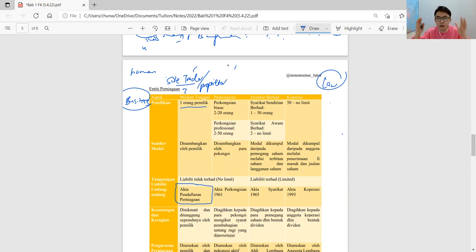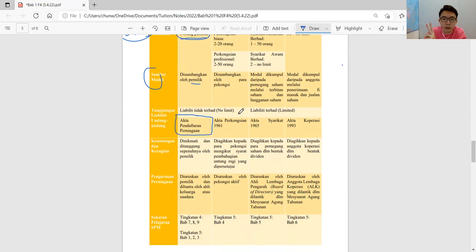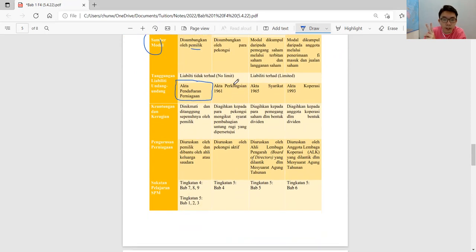And in this Akta Pendaftaran Perniagaan for Milikan Tunggal, you can only have one boss, one pemilik. And all the modal, all the money will be disumbangkan by the pemilik himself. You see or not? Because it's just one pemilik, one boss, definitely all the money will be disumbangkan, sponsored by this one boss, one pemilik. Now next, liability tidak terhad later first, because I need some time to explain it.